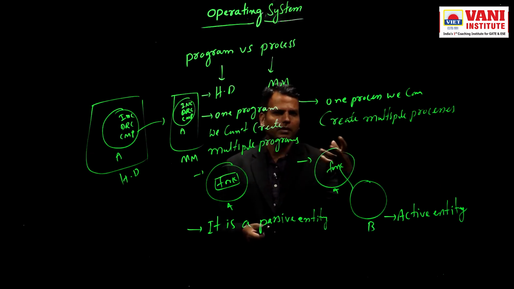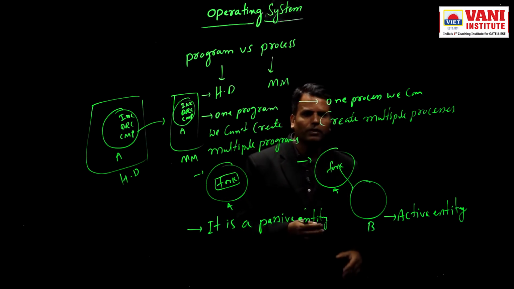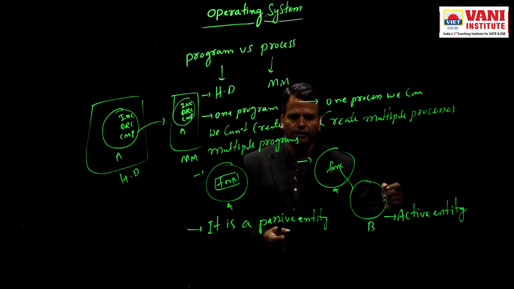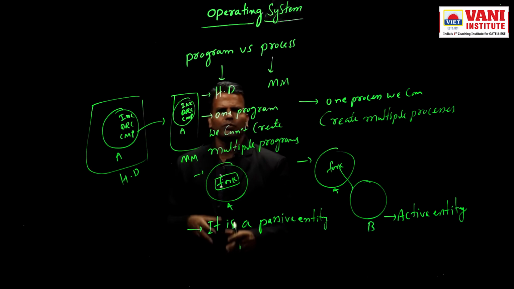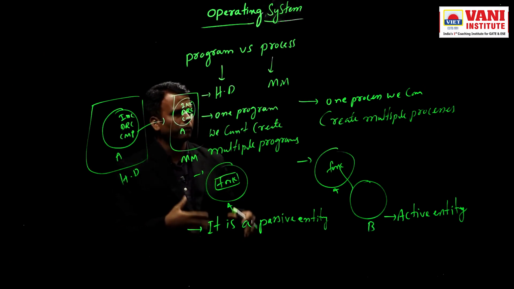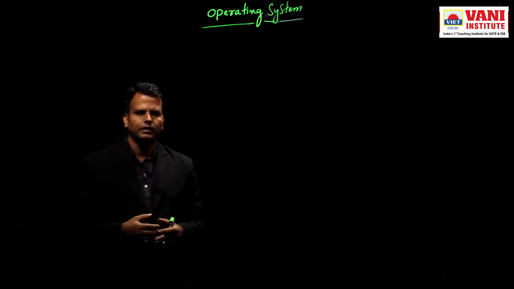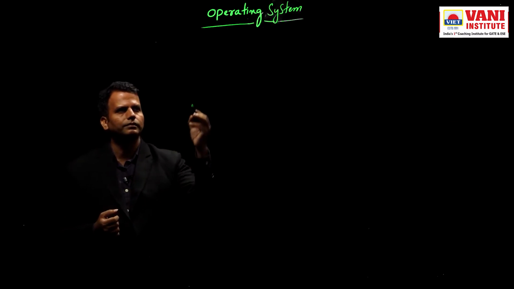Sometimes it is present inside the main memory, sometimes it is on CPU, sometimes it is going for IO. At different points of time it is performing different activity. That's why it is an active entity. Okay, so these are the few differences which I have collected, which are necessary to discuss before proceeding towards the process concept. Okay, now let's see what is the meaning of process.